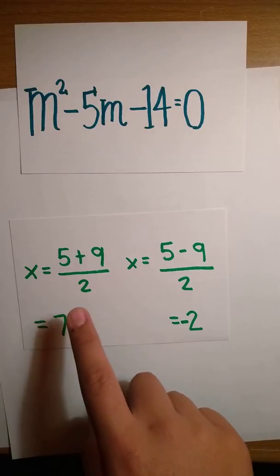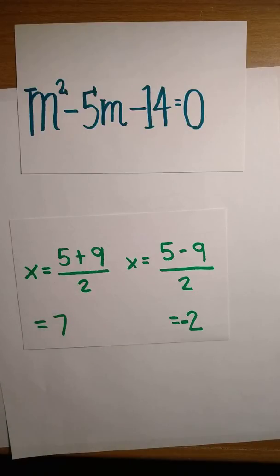So it's going to be x equals 5 plus 9 divided by 2, which will equal 7. Or x equals 5 minus 9 divided by 2, and you'll get negative 2.